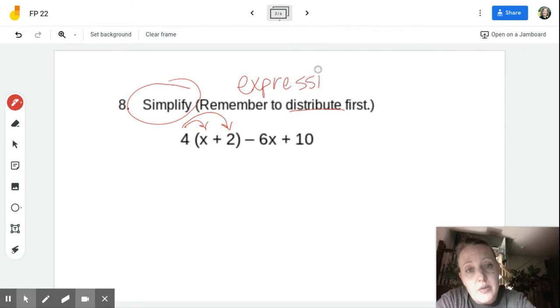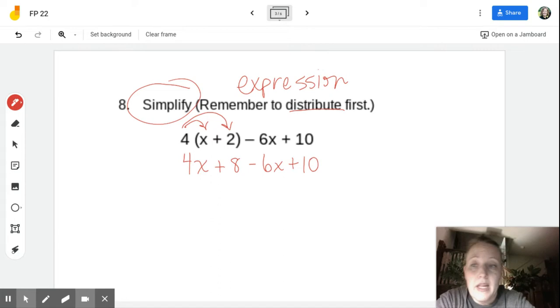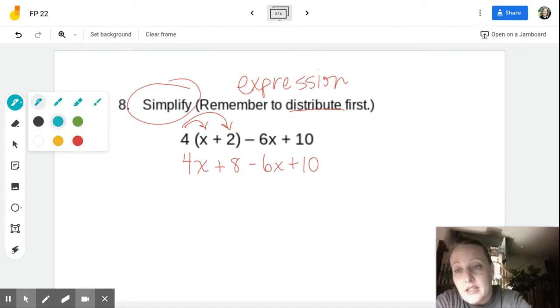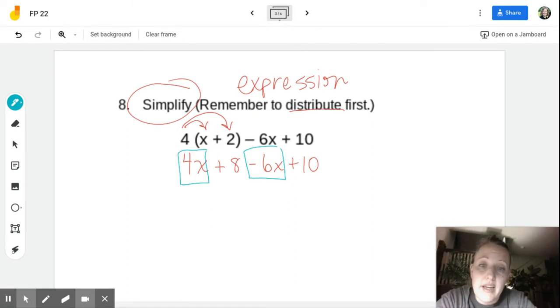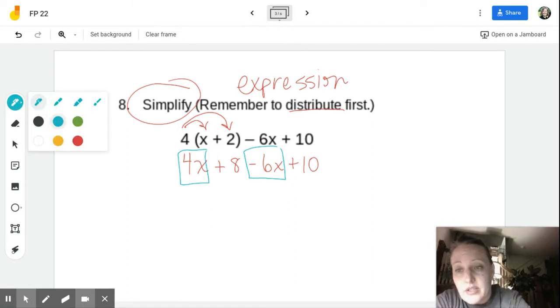Okay. And when we simplify expressions, we follow some steps. We're going to distribute if we need to, and we do need to distribute. And I'm just going to rewrite the rest here. And then I'm going to combine like terms. So combine like terms. And remember, when you're doing that, make sure you grab the sign in front of the term.